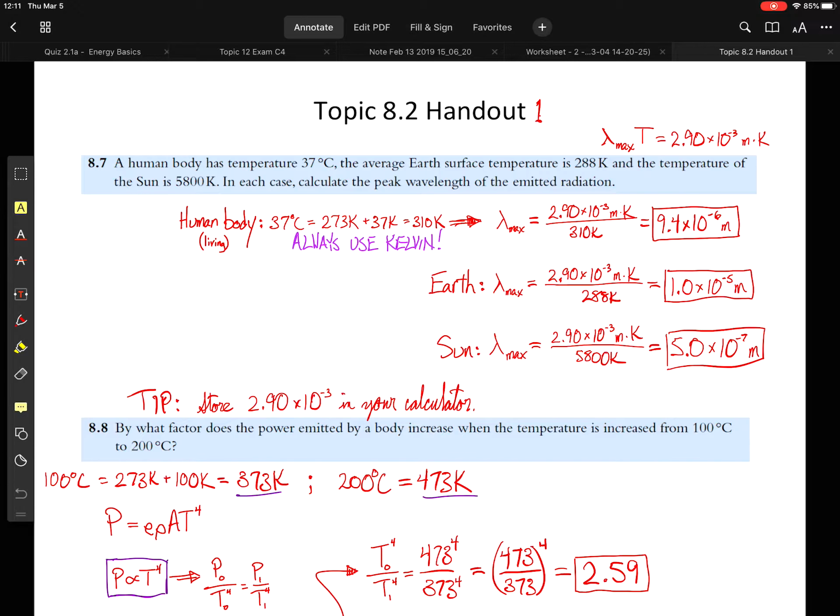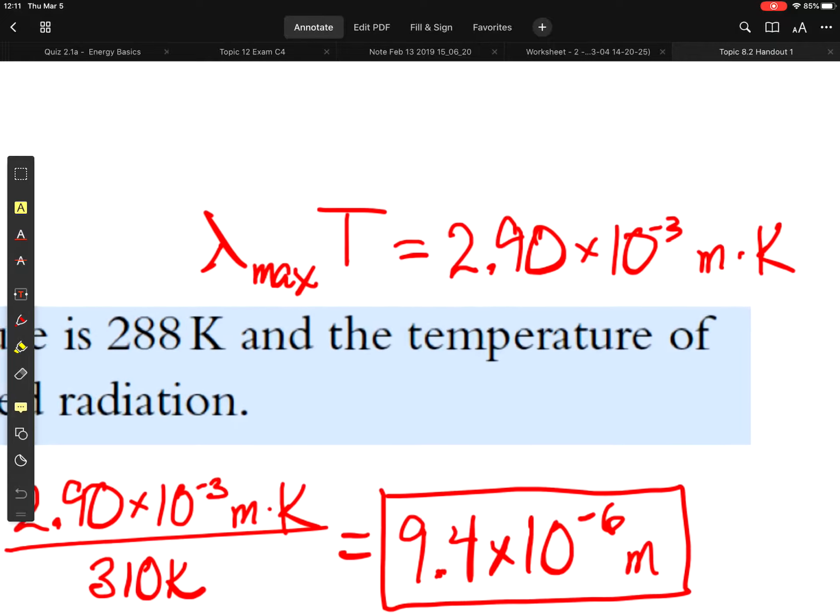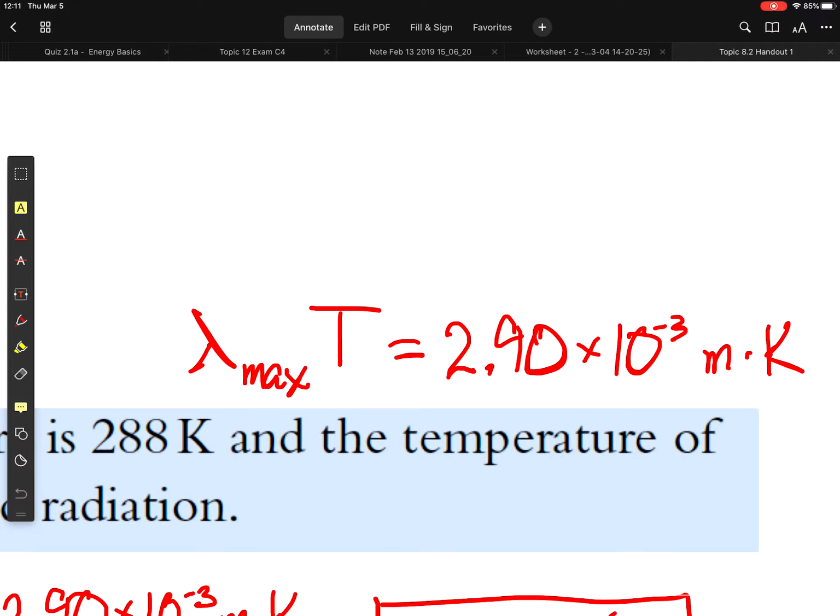Look at some answers. First thing you want to make a note of is we're going to be using Wien's Law fairly extensively, and that is given by this equation where peak wavelength times temperature is equal to a constant, 2.90 times 10 to the negative 3 meters Kelvin.